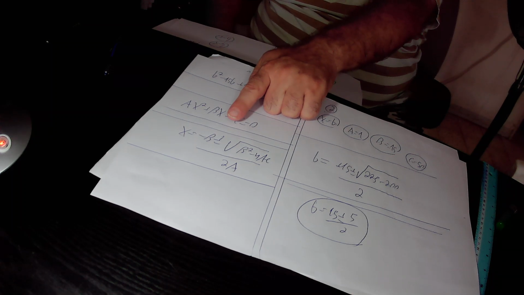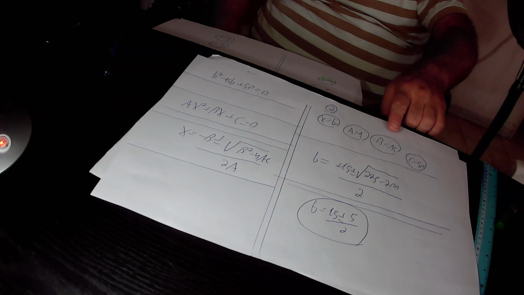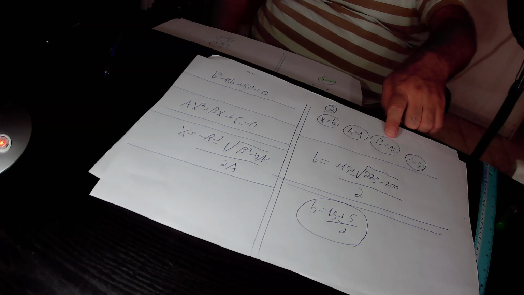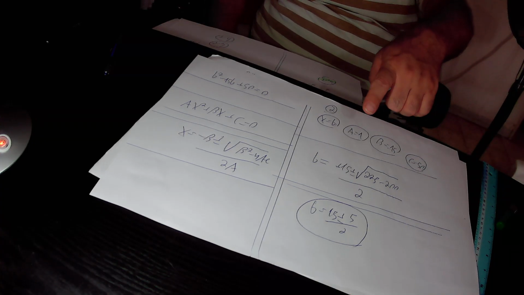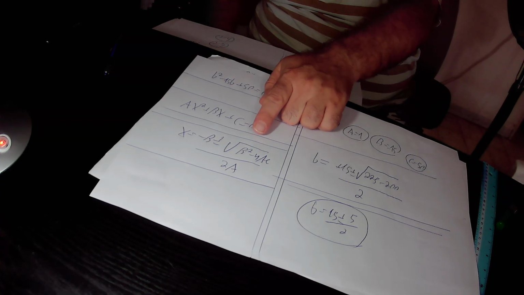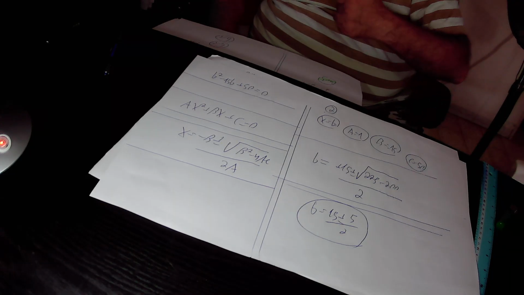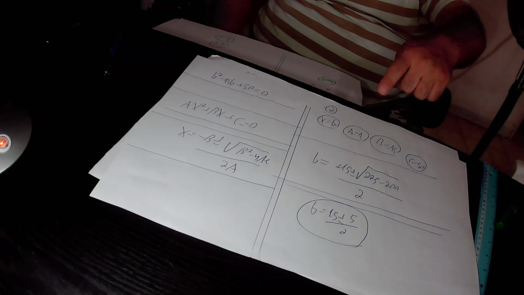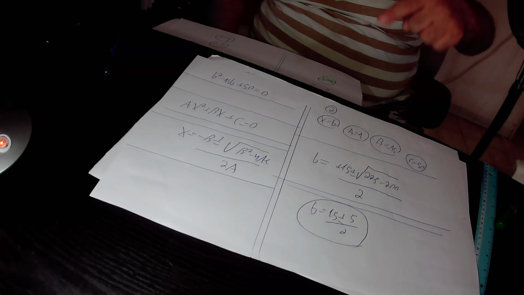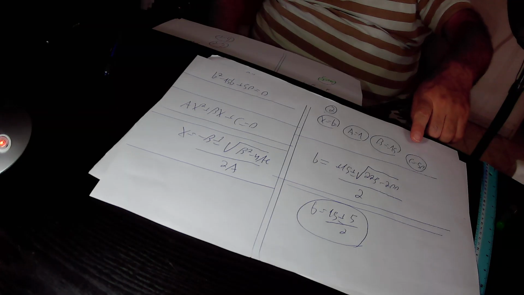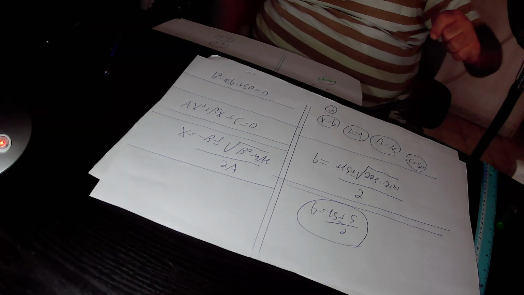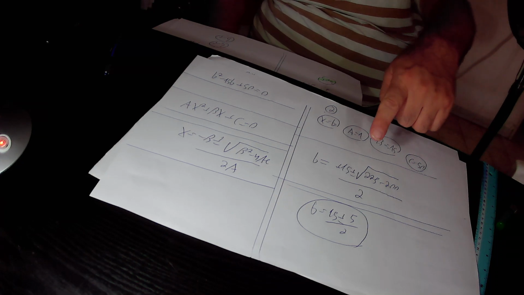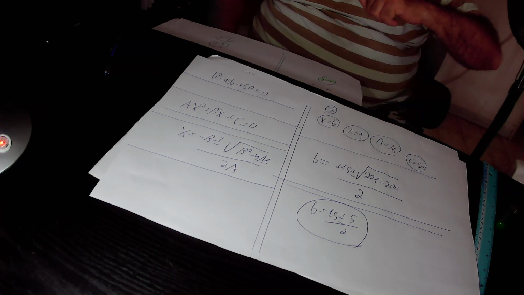minus capital B. Capital B is minus 15, therefore minus B is minus 15, that is plus 15, plus minus the square root of B squared. B is minus 15, therefore B squared is (minus 15) squared, that is 225, minus 4 times a, that is 1. So minus 4 times 1 is minus 4, times c, that is 50. So minus 4 times 50 is minus 200. Divided by 2a. a is 1, so 2 times a, that is 2 times 1, that is 2.